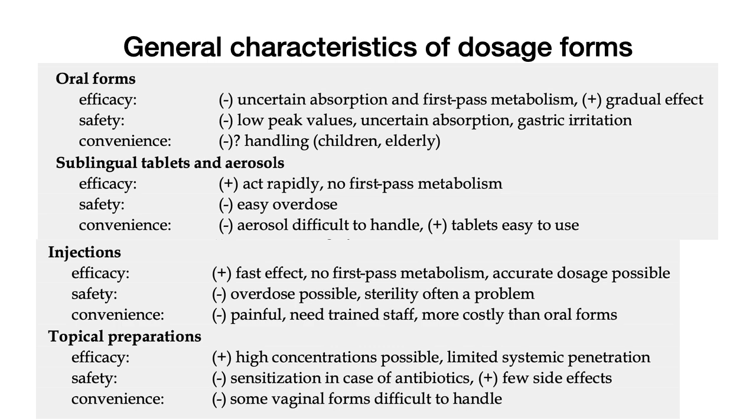Sublingual or aerosols act rapidly, but at the same time, since they go directly from the mucous membrane to the blood, you can easily achieve overdose. The MDI inhaler is sometimes difficult for children to handle. Injectables are fast and very effective, but overdose can also happen quickly, they are painful, and you need trained personnel to give them, and sometimes you need to teach the patient to do them, as in the case of insulin therapy.